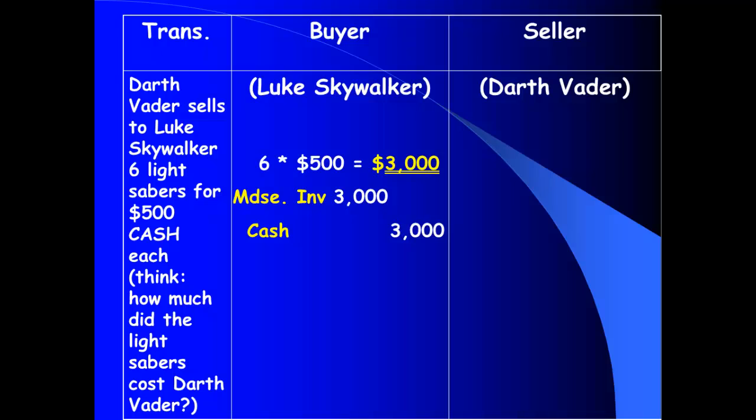Now I want you to make the first entry on the seller's books. What account do we debit? We have more cash, and an asset goes up with the debit. What account do we credit? I have more sales. That's revenue. Revenue goes up with the credit.